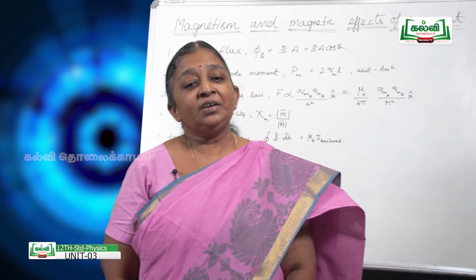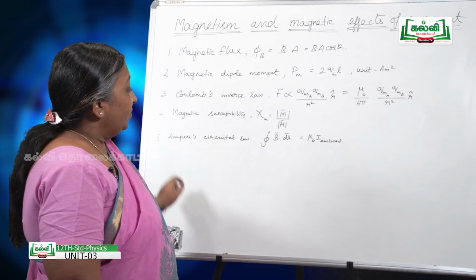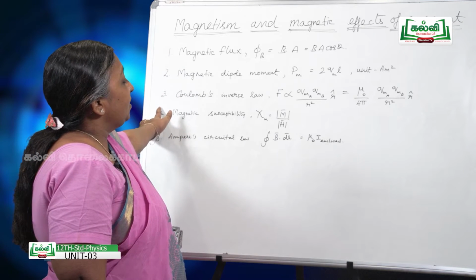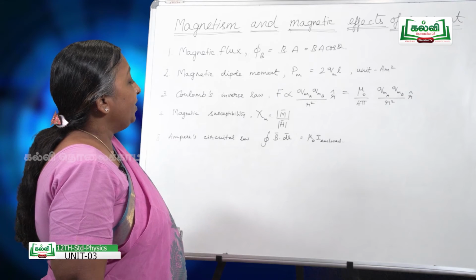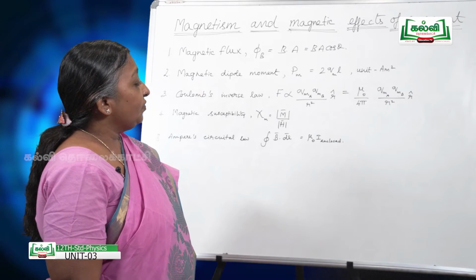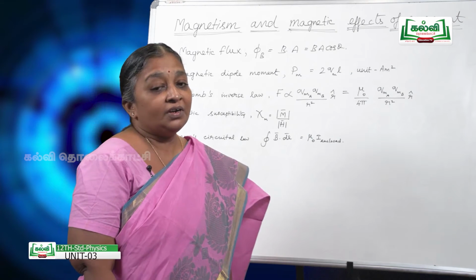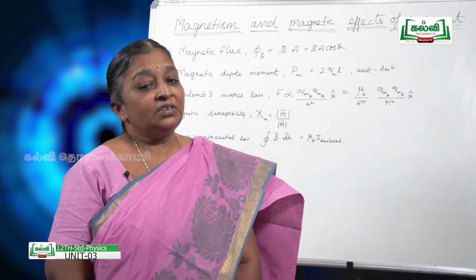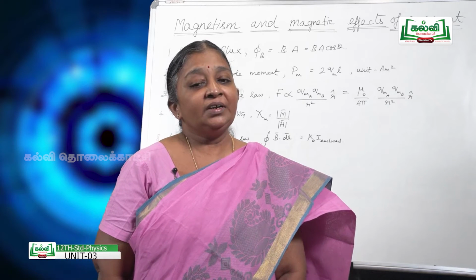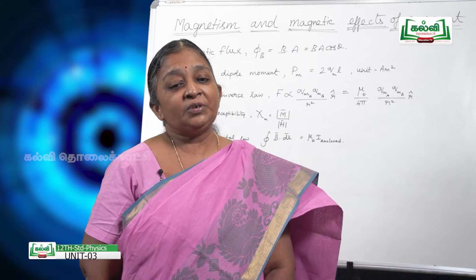Again here also we have an expression for Coulomb's inverse law: F is proportional to Qma Qmb divided by r square, and that is equal to mu naught by 4 pi, Qma Qmb by r square, into r cap. This is the expression, and if the statement is wrong, they will give marks for this expression.